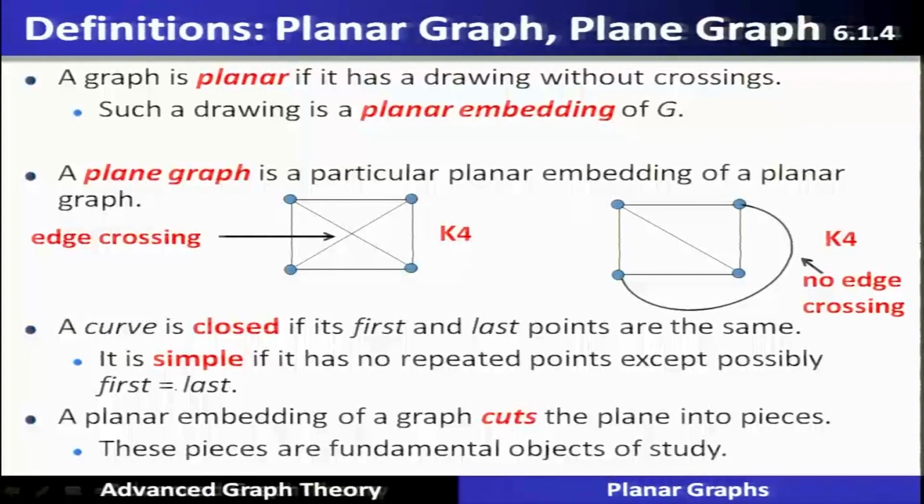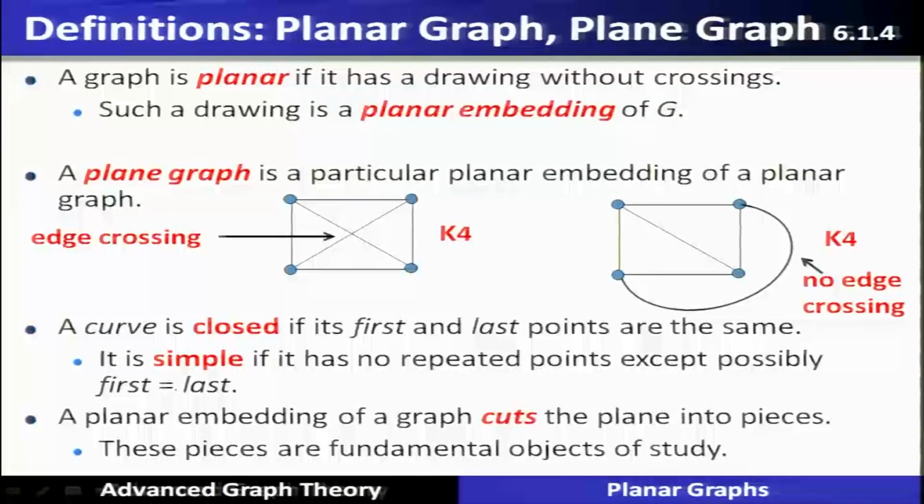Definitions for a planar graph and a plane graph. A graph is planar if it has a drawing without crossings. Such a drawing is a planar embedding of the graph. So, a plane graph is a particular planar embedding of a planar graph.